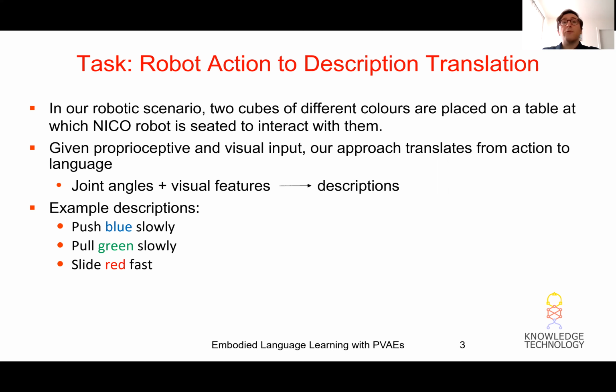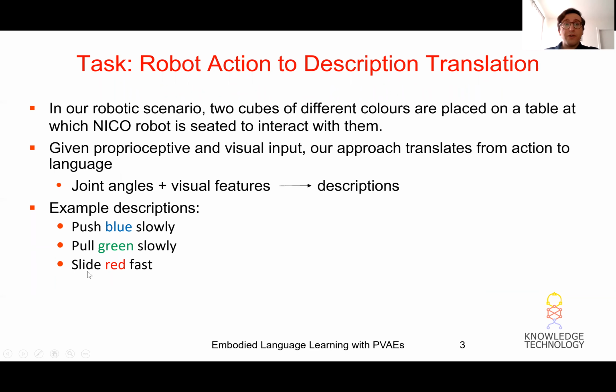Our task is robot action to description translation, and in our robotic scenario, two cubes of different colors are placed on a table at which our humanoid robot Nico is seated to interact with them. Given proprioceptive and visual input, our approach translates from action to language. That means we give joint angles and visual features extracted in advance to the system, and we expect it to produce the relevant descriptions. An example description can be given as "slide red fast."